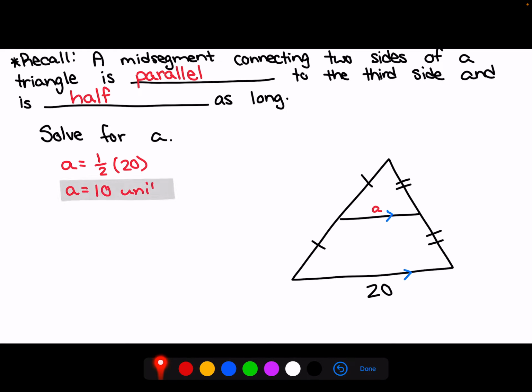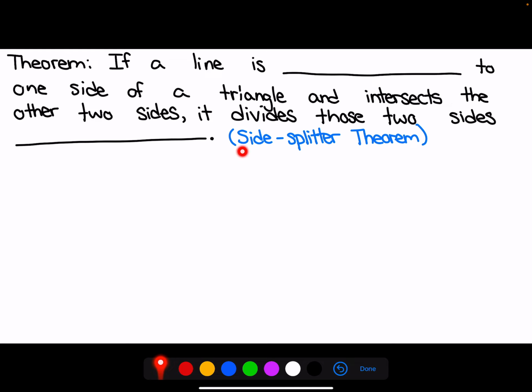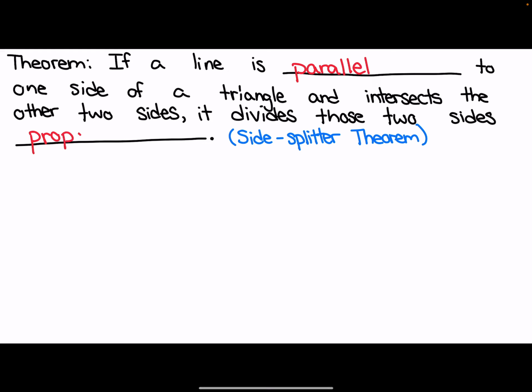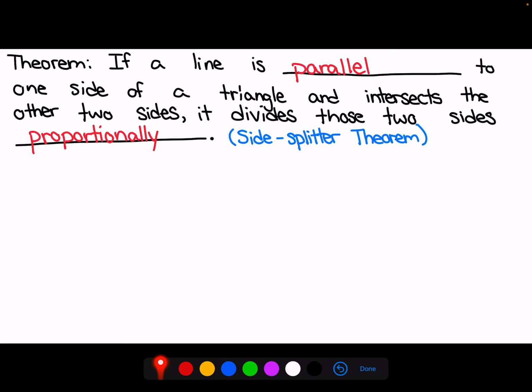So that is just a little bit of review. We should remember that from previous lessons. We're going to be dealing with parallel all throughout the day, and that's why I really wanted to mention this, because parallel is key for us. Whenever we see parallel lines, we can use any of the theorems that we talked about today. Now, one of the most common ones is this first theorem called the side splitter theorem. It says if a line is parallel to one side of a triangle and intersects the other two sides, it divides those two sides proportionally.